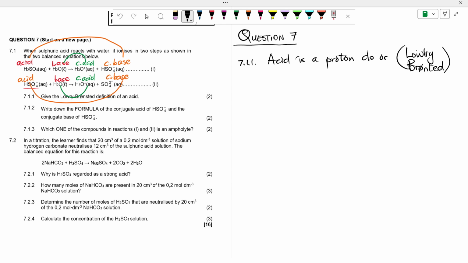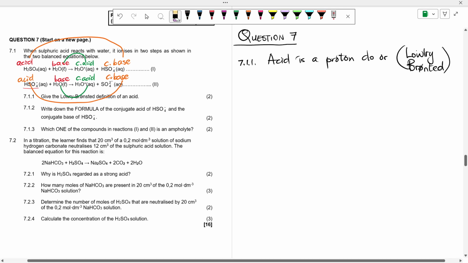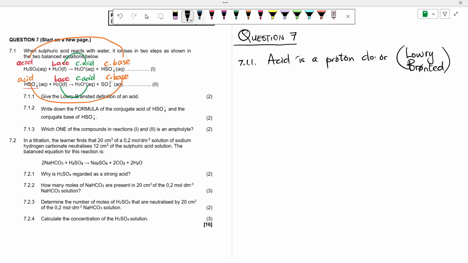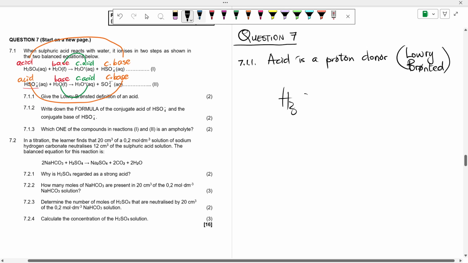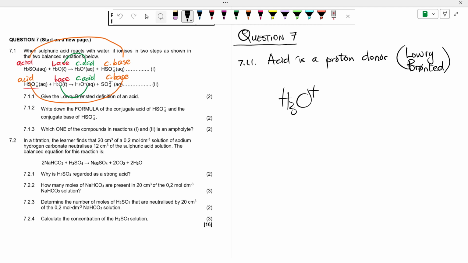I guess you also remember the Arrhenius. What does it say for an acid? A substance that produces hydrogen ions in water. Yes, very good. Hydrogen ions or H3O plus, which is hydronium ions, any of those will be accepted. Okay.